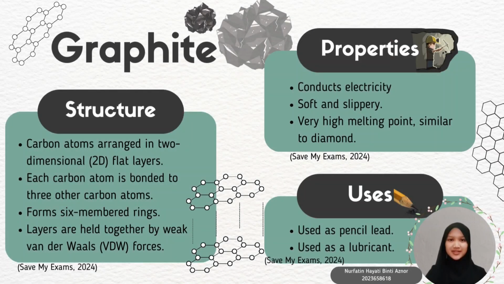So next is graphite. Graphite has a layered covalent structure. Its carbon atom is covalently bonded to 3 other carbon atoms forming 6-membered rings. These rings lie in flat 2-dimensional layers. The layers are held together by weak van der Waals forces, making the overall structure less rigid than diamond.